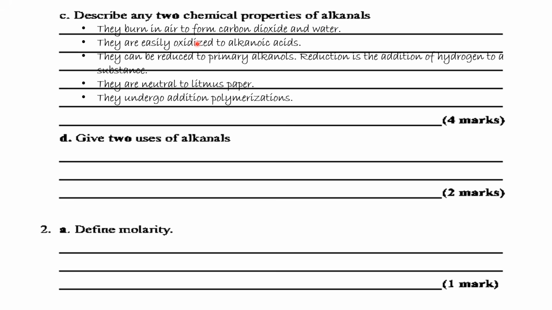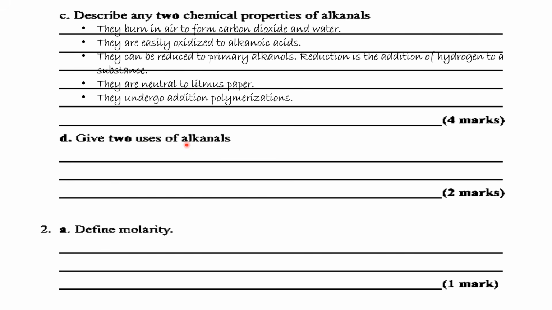They are easily oxidized, 1. To alkanoic acids, that's another mark, so you have 2 there. So by just writing these 2 points, you already have 4 marks. After all, the question is saying describe any 2 chemical properties. So it doesn't mean that you should mention this, then this, then this. No. Each point is 2 marks because each point has 2 parts and each part is 1 mark. So be careful with the allocation of marks and what the question demands.